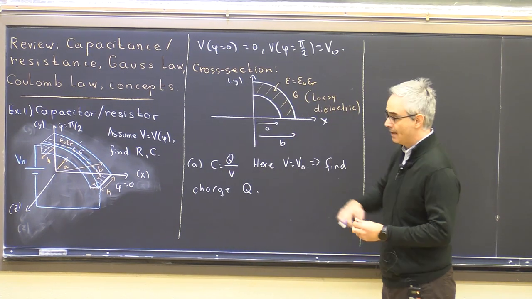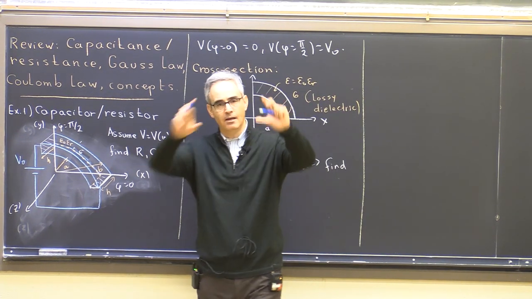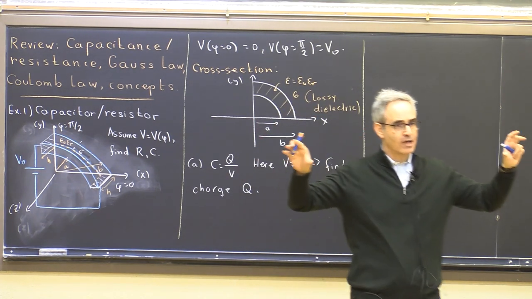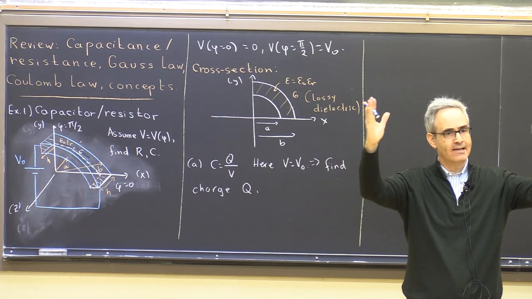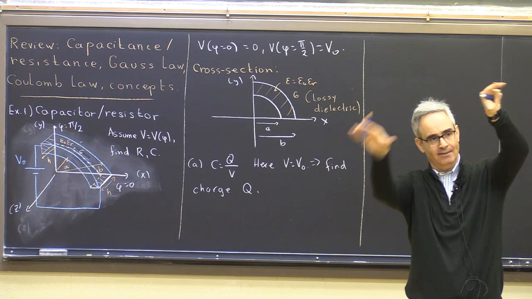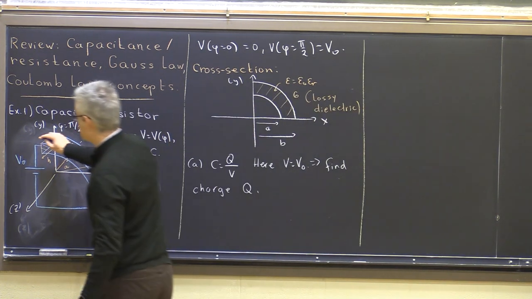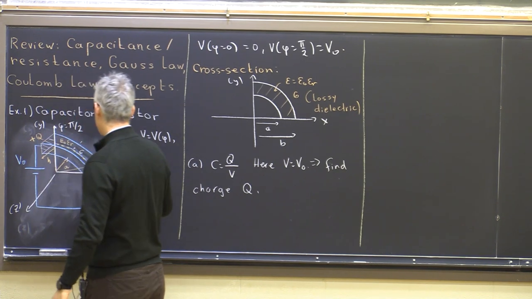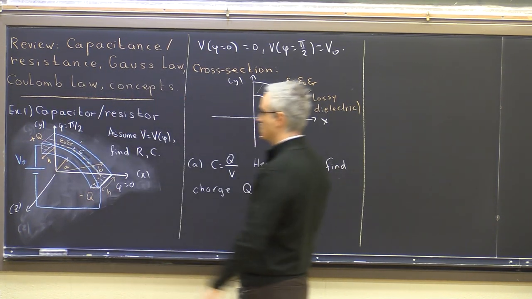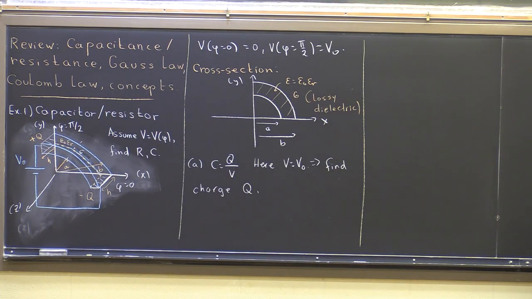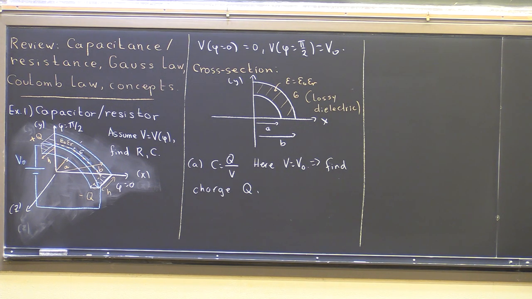So you see this is a capacitor. It may look like a strange capacitor to you, but it is pretty much like the parallel plate capacitor that we have bent. And now it occupies an arc. So there will be some charge plus Q here and some charge minus Q here. That is the charge that I need to find. To find the charge, I need to find the electric field. To find the electric field, having the voltage, I can just use the Poisson or the Laplace equation.